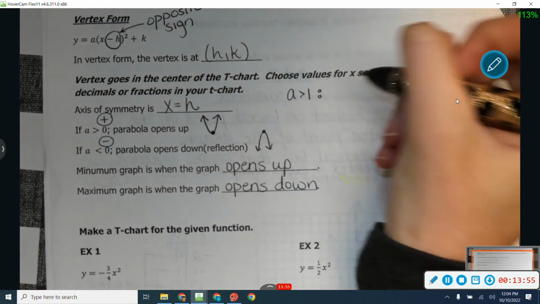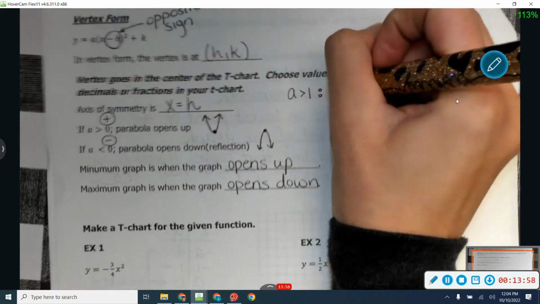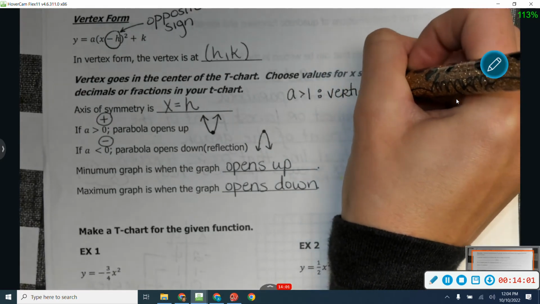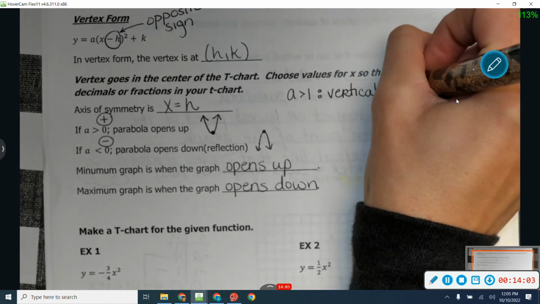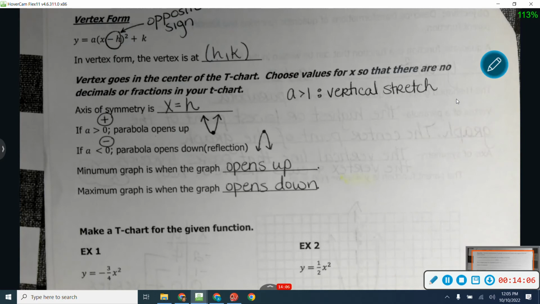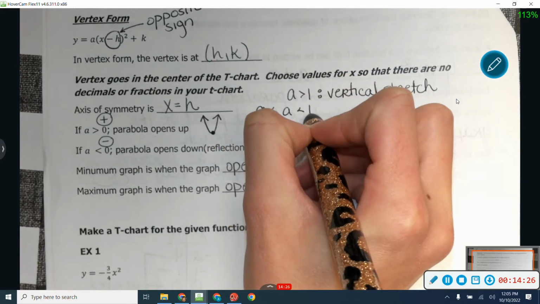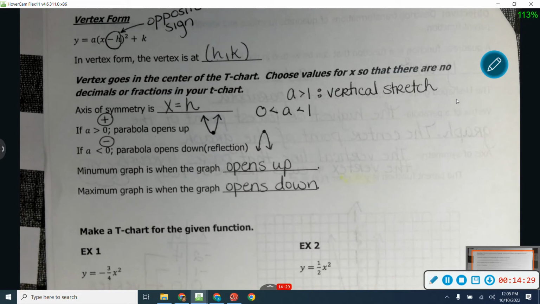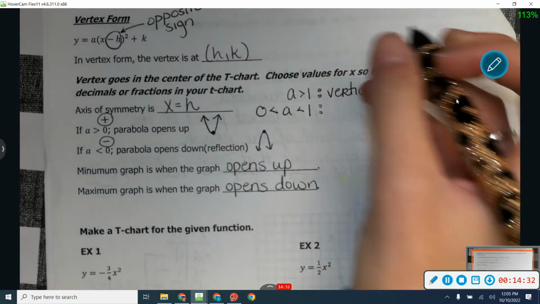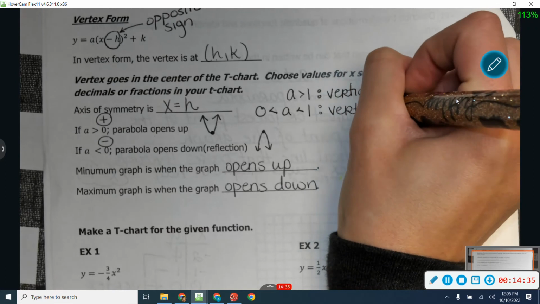So refresh your memory of what happens if that a is greater than 1. Then that means what transformation? Do y'all remember? That's a vertical stretch. Now, we're going to do by a factor of, which is going to be your a value. We didn't do that with absolute values, but we're going to do that with quadratics. So each time we're going to do the vertical stretch by a factor of blank. Here, if your a value is between 0 and 1, meaning a decimal or a fraction less than 1, then that's going to be a vertical shrink.